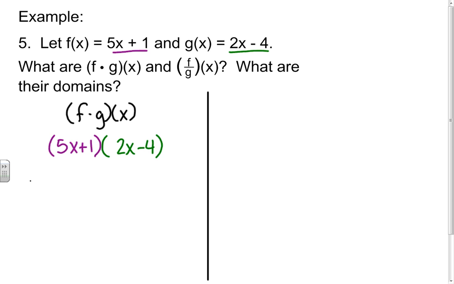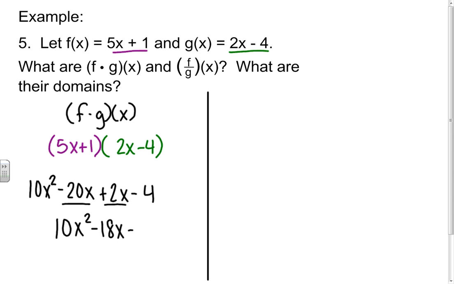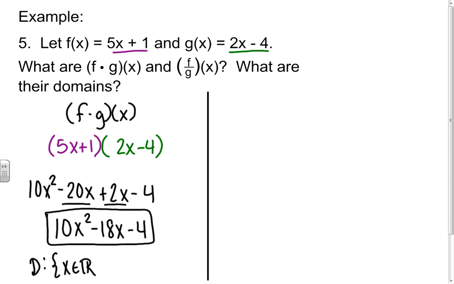5x times 2x is 10x squared. 5x times negative 4 is a negative 20x. 1 times 2x is 2x. And 1 times negative 4 is negative 4. I'm going to write it in standard form, that's what we prefer, and combine like terms. So I get 10x squared minus 18x minus 4. For the domain, x is an element of the reals, but there are no restrictions because I don't have division and I don't have radicals.